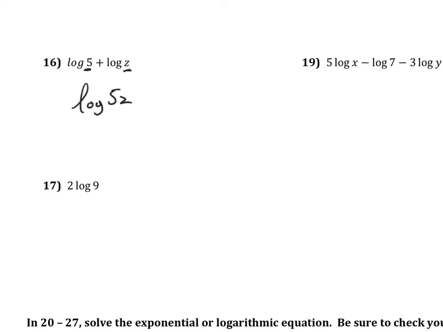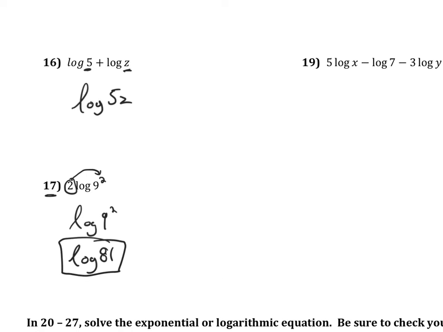Looking at number 17, whenever you have a number out front, you need to go ahead and take it and make it an exponent to the term behind this one. So this is going to become log 9 to the second power, and we can simplify that and say 9 to the second power is 81. So log 81.